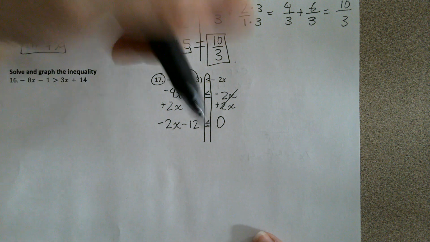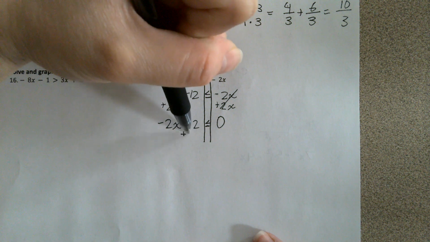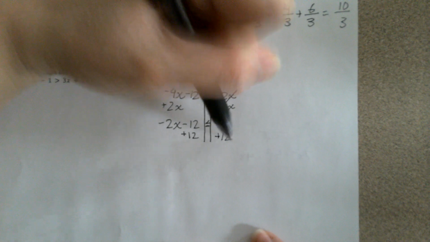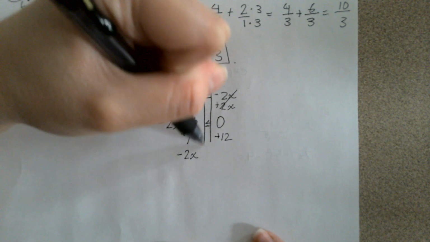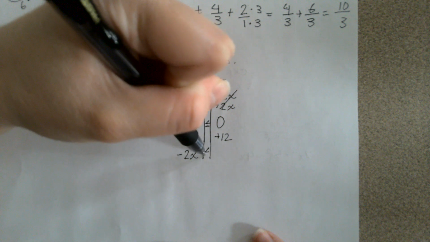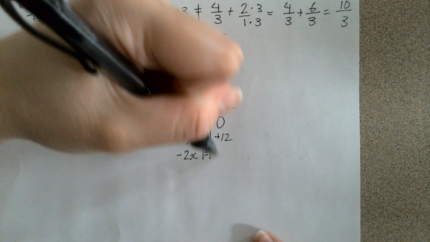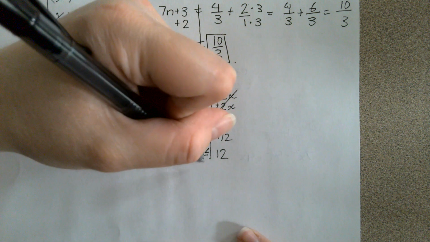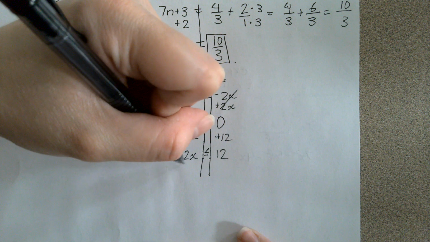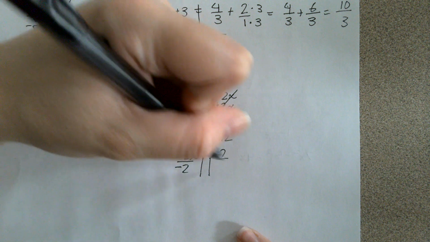From here, we're going to keep solving. Move the constant, -12. We're going to add it to both sides. Bring down the -2x is less than or equal to 12. And then finally, we are going to divide by -2 to get x.